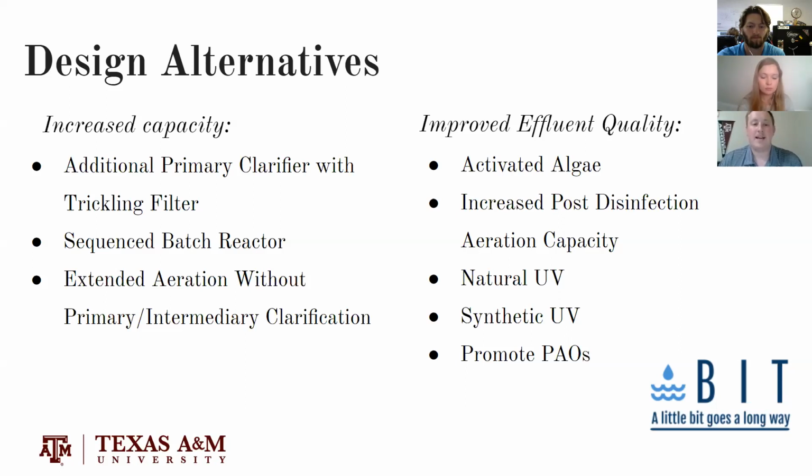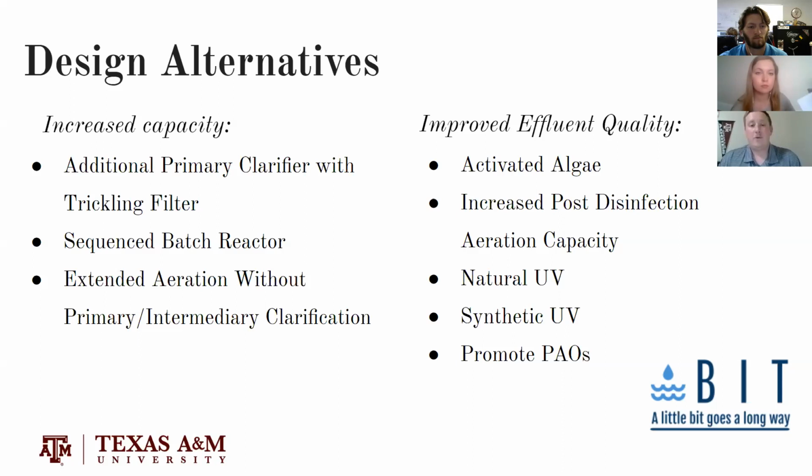The next, we looked at a sequenced batch reactor, which basically takes all the different treatment processes of an activated sludge process and combines them into one basin. This is not in use at the wastewater treatment plant as of now. Lastly, we looked at extended aeration without primary or intermediary clarification. This is actually in use at the treatment plant now and was the basis of the most recent expansion to 10 million gallons.